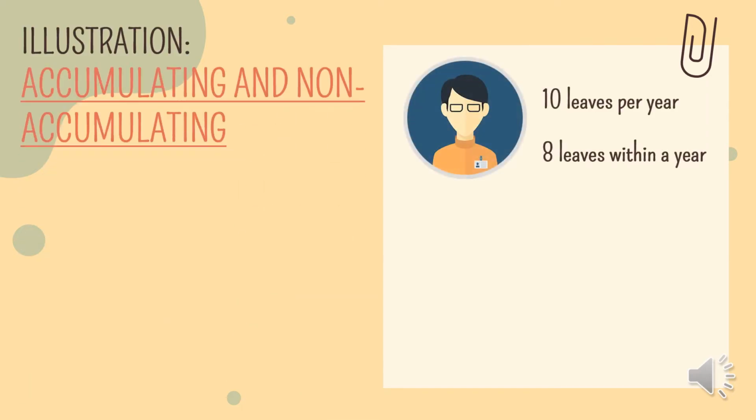Now, let's have this illustration for accumulating and non-accumulating. We have here an employee, meron siyang 10 leaves per year. Yung 8 doon ay nagamit na niya within the year. So, kapag na-render na niya yon, i-record natin siya as what? Debit expense and credit cash.